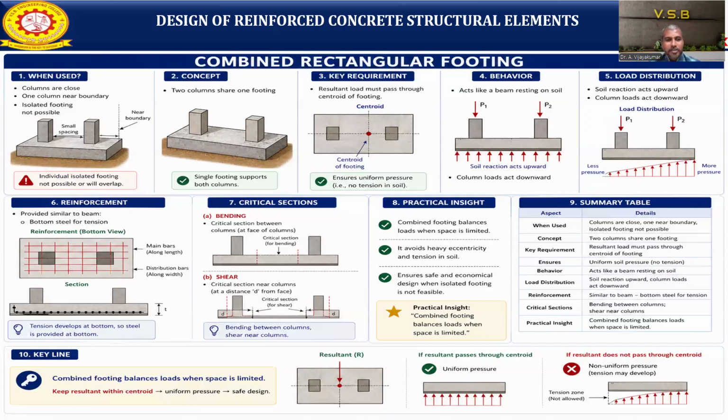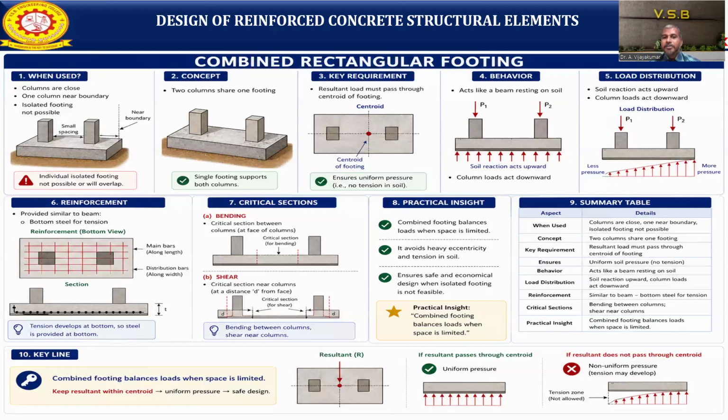So here the tension is developed at the bottom, so the steel is also provided at the bottom of the section. Like a stepped footing or sloped footing, the combined footing also has two types of failure. One is a bending failure. Bending will occur in the critical section between the columns. The shear will be near the face of the column, at a distance from the face of the column. So bending is between the columns and shear is near the column, and we need to design for both.